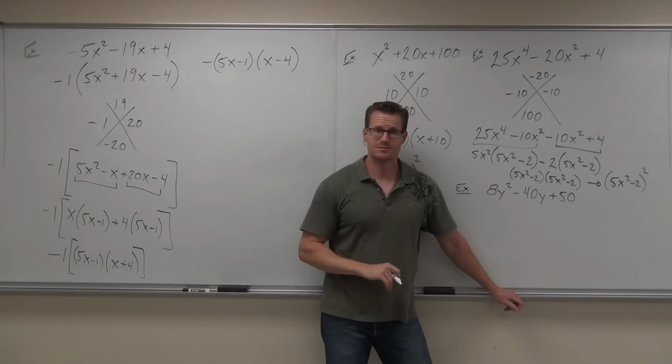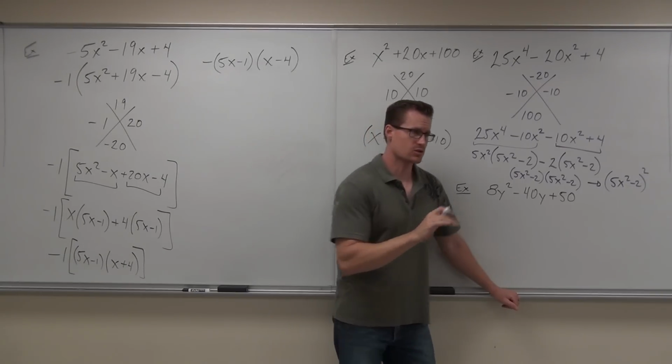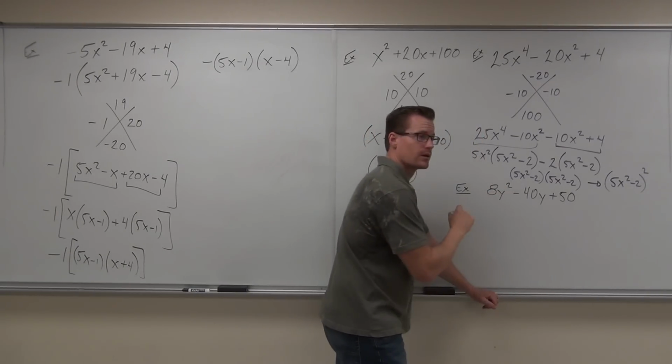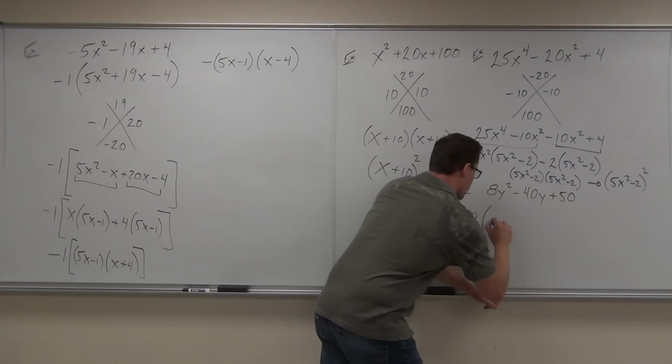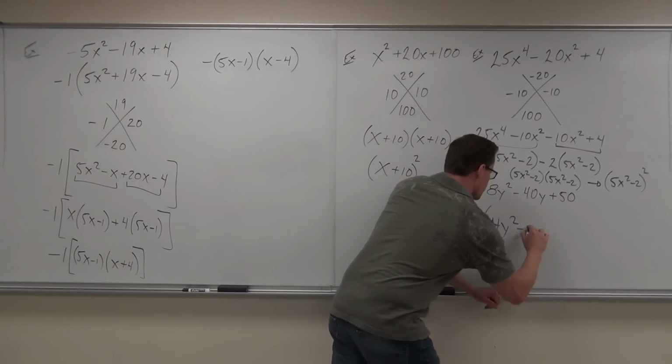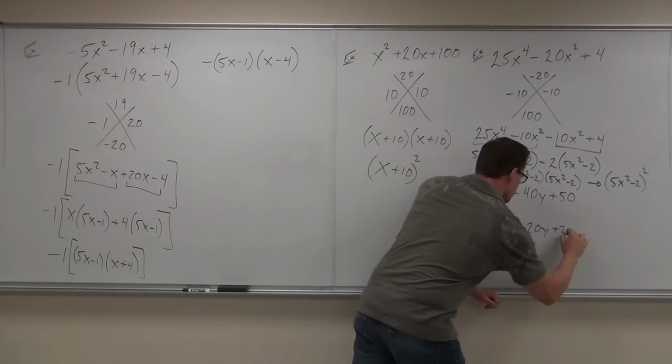Order. Is it in order? Yes. Is your first term positive? Yes. What do you do after that? Is there GCF besides 1? Okay, so your first step here is to factor out what? 2. But factor out the 2, you get 4y squared minus 20y plus 25.